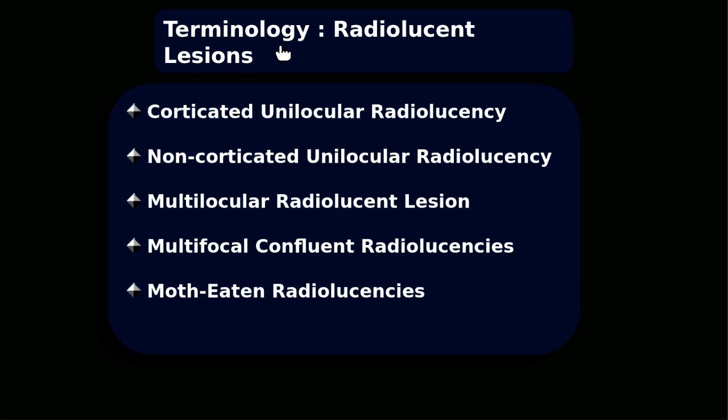And you also have terms like corticated unilocular radiolucency. That means mostly a cystic area with well-defined cortication around it. Non-corticated radiolucency is where the cortex is gone, the covering of the lesion is not there. And the multilocular, this is there, but the lesion is in various multilocular fashion. You can see that.